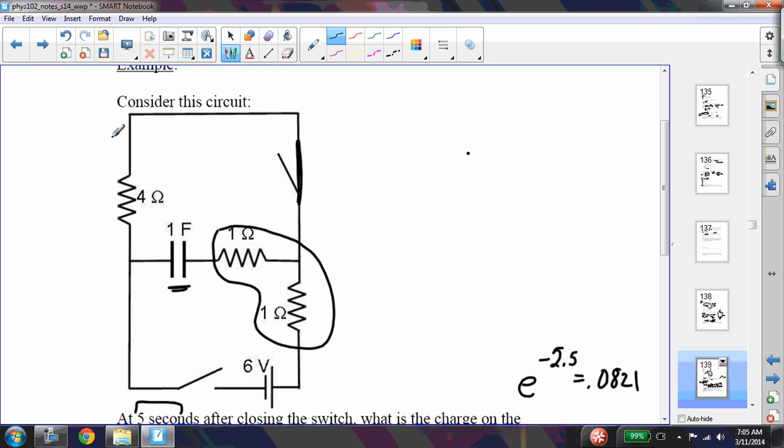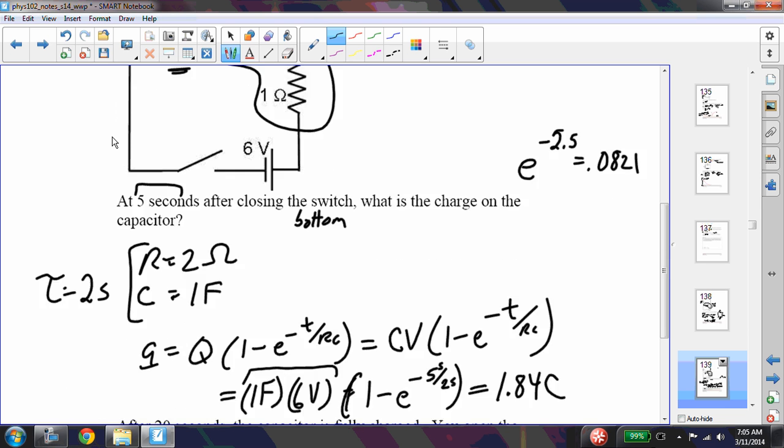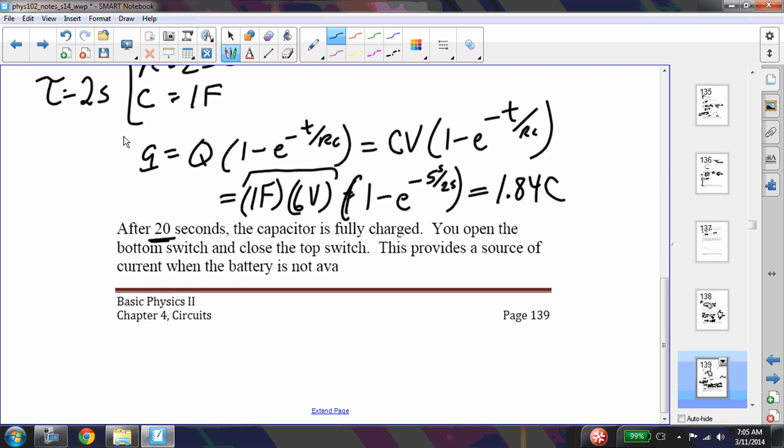And so we can ask similar questions about, well, what is the charge on the capacitor after so much time, or what is the current through the 4 ohm resistor after so much time, using those same sets of equations that describe what is the current or charge or voltage on each individual component.